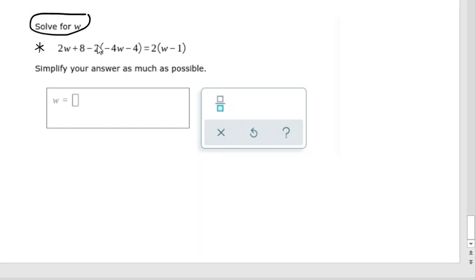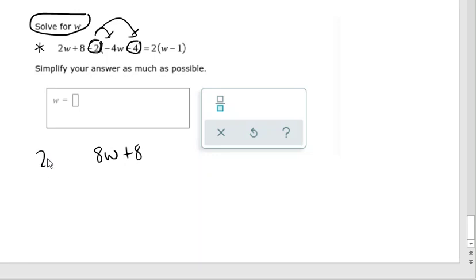2W plus 8, and then we have a subtract 2 right here that's in front of this parenthesis, negative 4W and a negative 4, equal to 2 times W minus 1. Okay, so the very first thing you want to do is distribute this negative 2. And you have to be careful here because there was a subtraction sign in front of this 2. It means that this 2 is a negative 2. So when we distribute a negative 2 to a negative 4W, we get a positive 8W. And then a negative 2 times a negative 4 would be a positive 8.